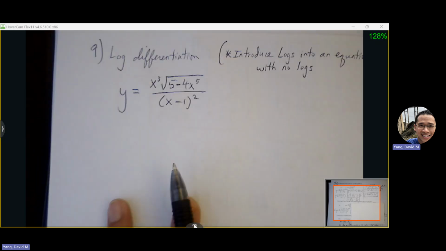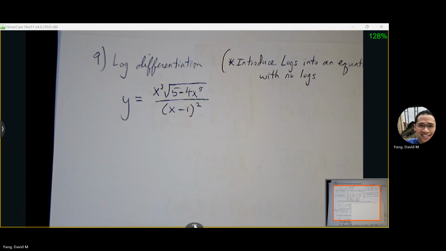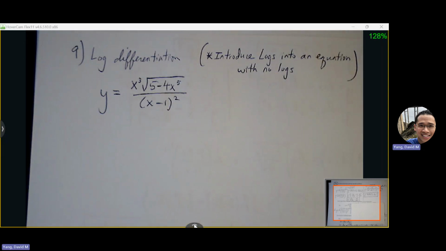Okay, so here's number 9. It's a log differentiation. We'll take the natural log of both sides. Notice that there are no logs at all to begin with. But on that right side, if we can introduce logs into the problem, we can begin our expansion process.